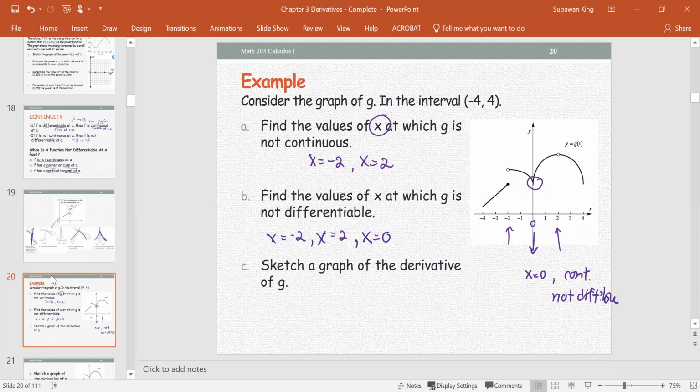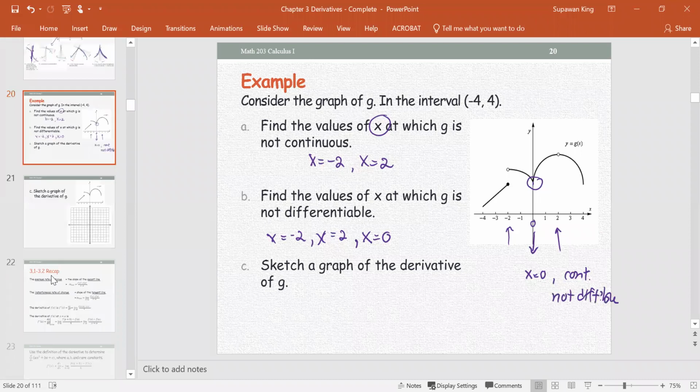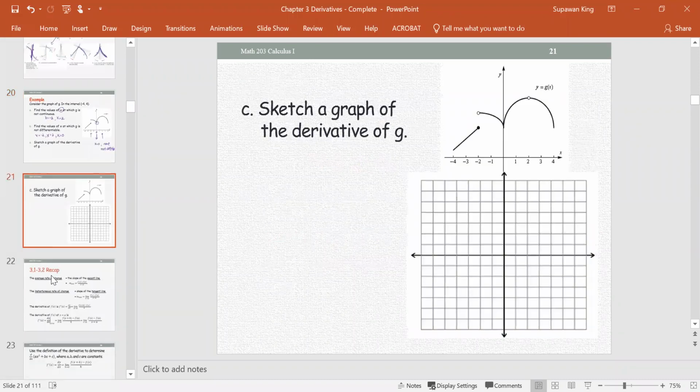In part C, we're going to sketch the graph of the derivative of G. Similar to the way that we sketched the graph earlier in this section, we have 1, 2, 3, 4 different pieces. The first piece, between -4 and -2, the slope m is positive. It's a positive constant because you have a straight line. And the next part is defined from -2 to 0. The slope m is less than 0 because the graph is falling down.